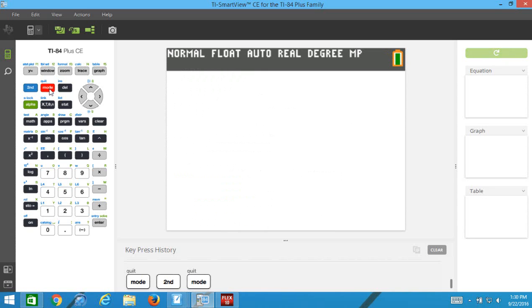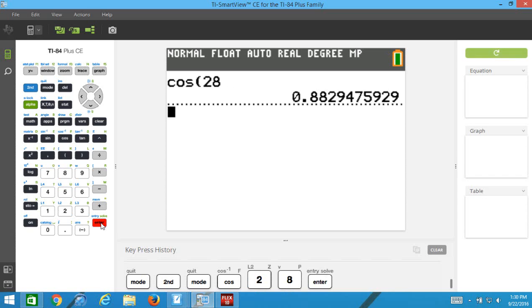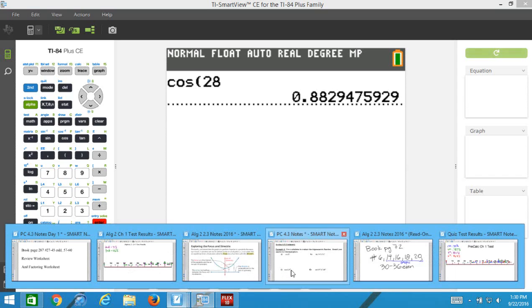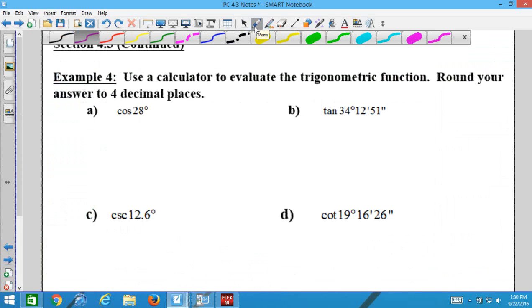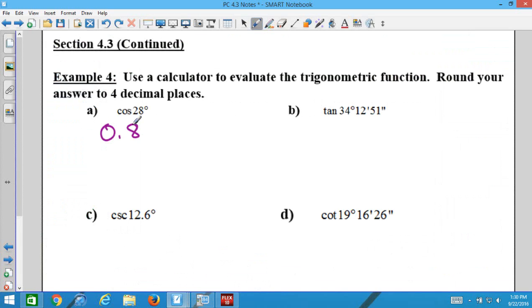So for the first question, we're going to literally type in cosine 28, and it knows it's degrees because we just put it in degree mode. Enter. In the directions, it says to round to 4 decimal places. So we're going to look at that 4 and round, just keep the 9: 0.8829. And that is the cosine of 28 degrees.